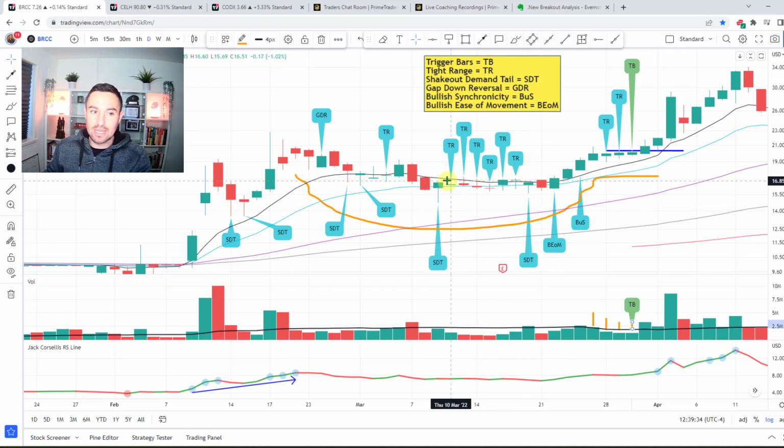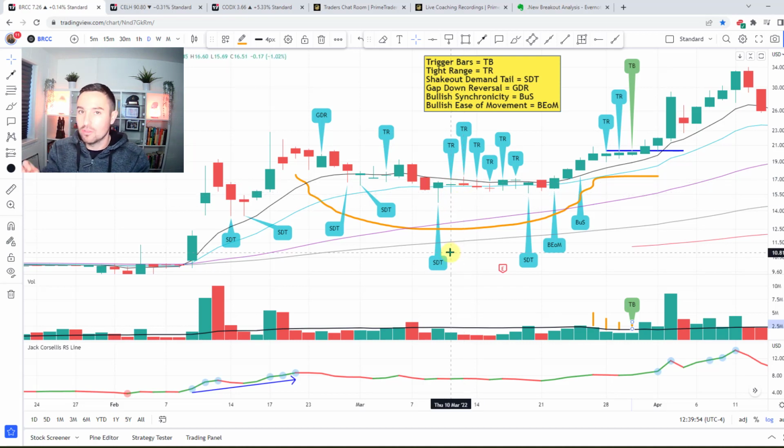So you may see a shakeout demand tail such as over here underneath, say, the 21 EMA. If it's a bigger base, a longer base, you may see it underneath, say, the 50 SMA as well. If it's a much quicker stock, you may see a shakeout underneath the 10 EMA, and so forth. But a tight range bar will often have a real body that is very tight, and you may also see a little shakeout demand tail attached to it.